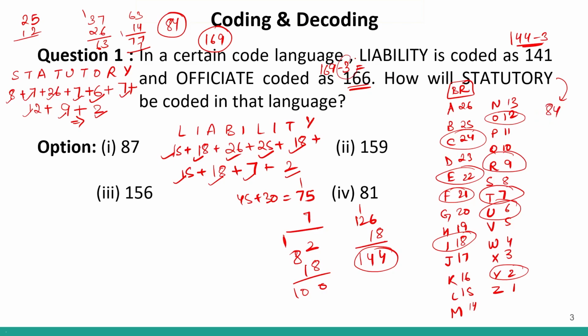And now I have to reduce 3. Correct? If I reduce 3, I'll get 81. So 81 will be the answer which is given in option number 4. So option number 4 will be the answer to this question. Clear?